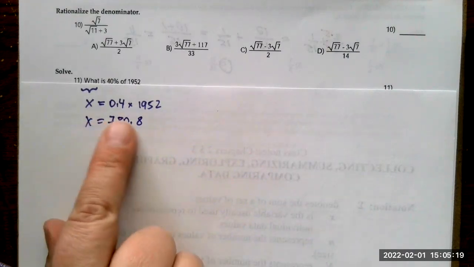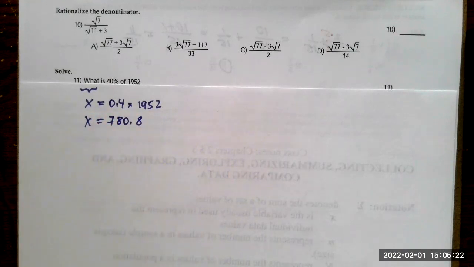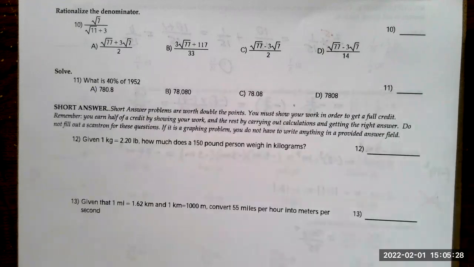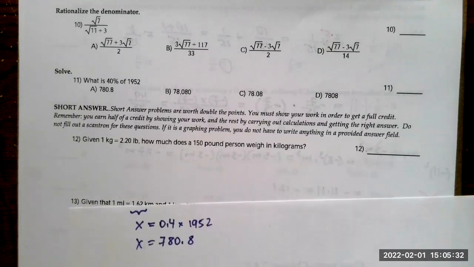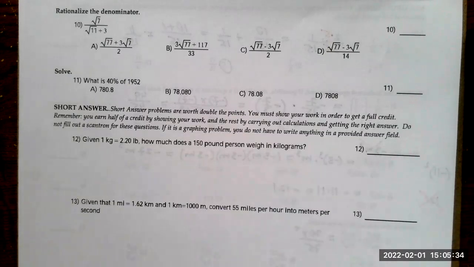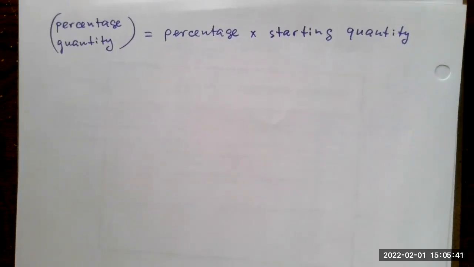I have a list of words and how they translate into math. So if you ask me, I'll give it to you. Okay. But what about the formula? If you have trouble translating it, you can use this formula, which says percentage quantity equals percentage multiplied by the starting quantity.